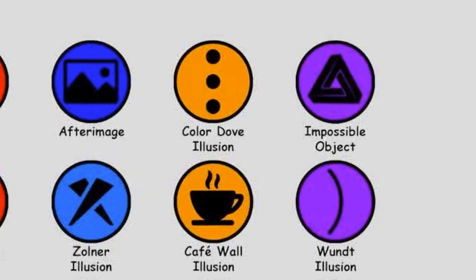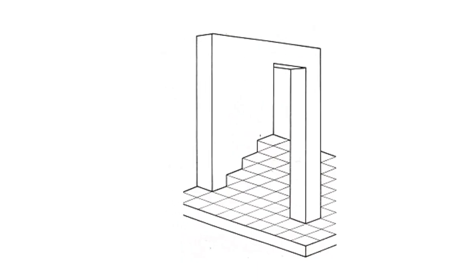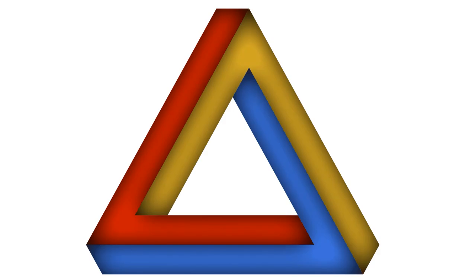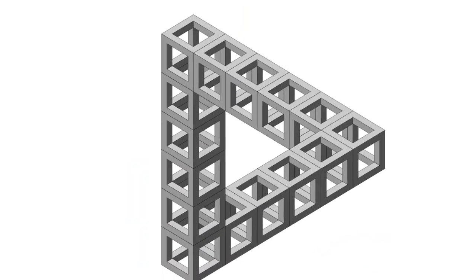Number 8. Impossible object. Check out this mind-boggling impossible object. It looks like a 3D figure, but can't exist in reality. It's a visual trick that challenges our perceptions of space.